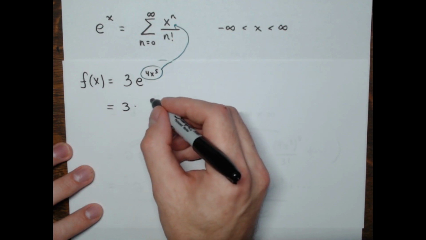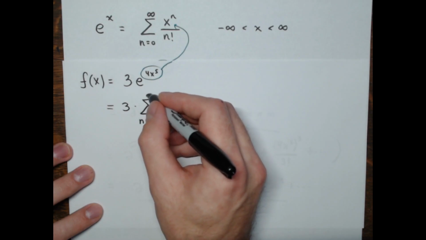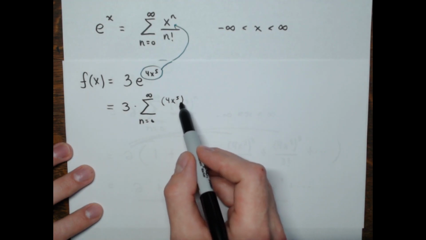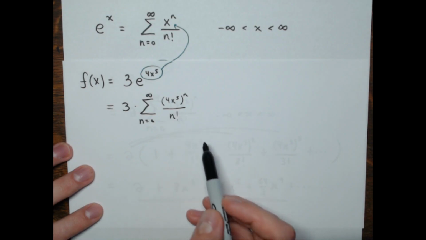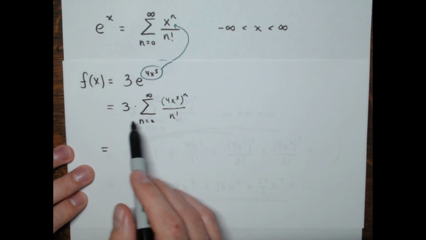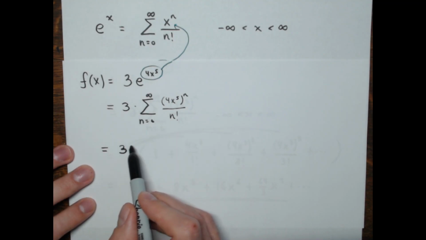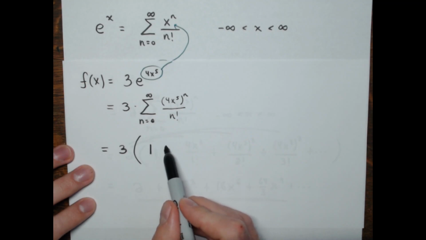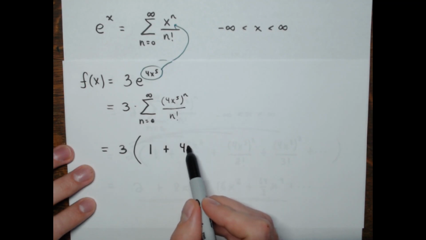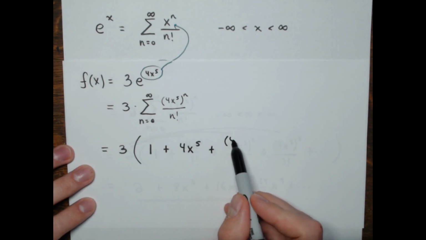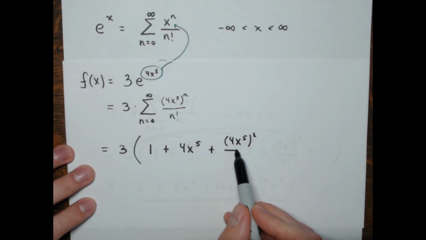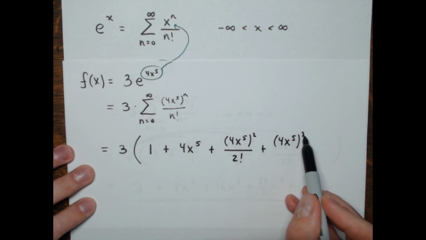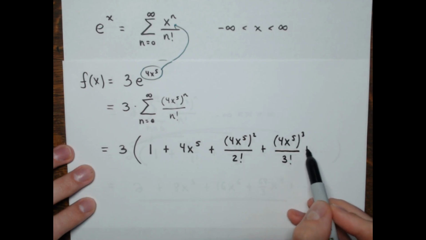All right, so this will be 3 times the sum from n equals 0 to infinity of, and then instead of x to the nth, we'd have this 4x to the fifth to the nth divided by n factorial. And again, all they want is the first four non-zero terms. So we've got 3 times, and we'll distribute the 3 in a minute. Now when n equals 0, this would be 1, plus, and then when n equals 1, this will just be 4x to the fifth, plus, when n equals 2, you've got 4x to the fifth squared over 2 factorial, plus when n equals 3, you've got 4x to the fifth to the third, divided by 3 factorial, and so on.